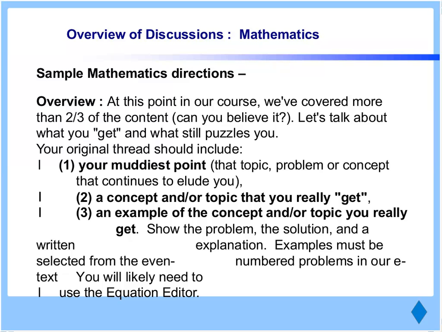Your original thread should include your muddiest point, that topic, problem, or concept that continues to elude you. Number 2, a concept or topic that you really get. And then number 3 follows that with an example of the concept or topic you really get. So they have to show a problem, the solution, and a written explanation. The example should be selected from the numbered problems in our e-text, and they'll likely use the equation editor. So with that, they often will post what they don't understand, and then something that they do understand.